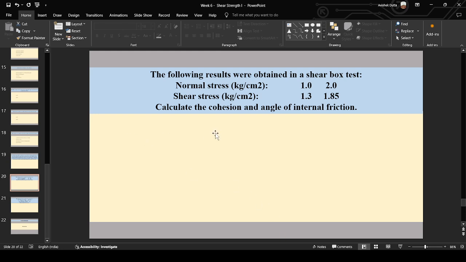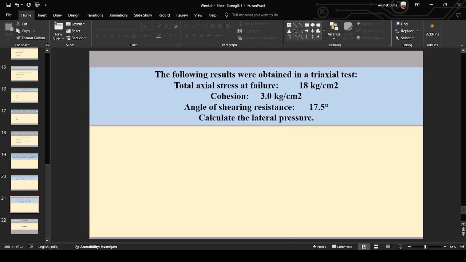Okay. Next question. This is the last one. Again, data has been given from a triaxial test. The total axial stress at failure is 18 kg per centimeter square. Cohesion is 3 kg per centimeter square. The angle of shearing resistance, or the angle of internal friction, the same thing, is 17.5 degrees. Now calculate the lateral pressure. So the axial stress is given, find out the lateral pressure.